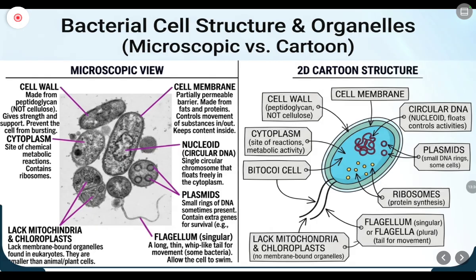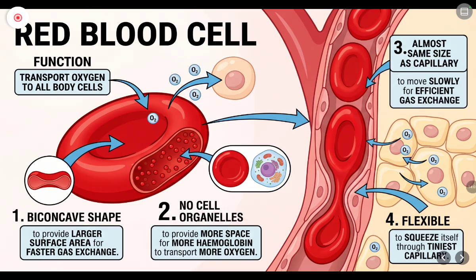And for the cytoplasm, it is a site of metabolic reaction, and it contains ribosomes. These small tiny dots you can see there are ribosomes. And that was all about the bacterial cell and how it functions. Using these organelles, we have the microscopic view and the 2D view, which also come in some exam papers. Okay, now moving on to the specialized cells. Starting with the red blood cell, one of these specialized cells.